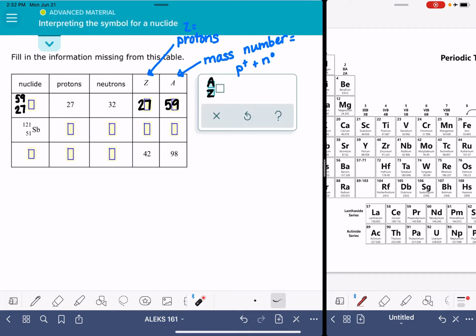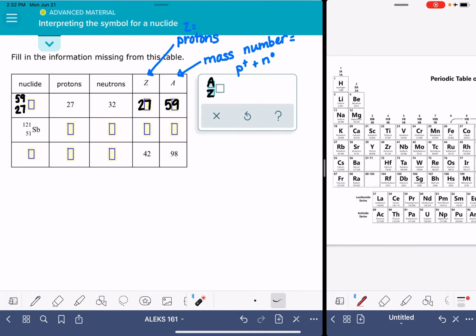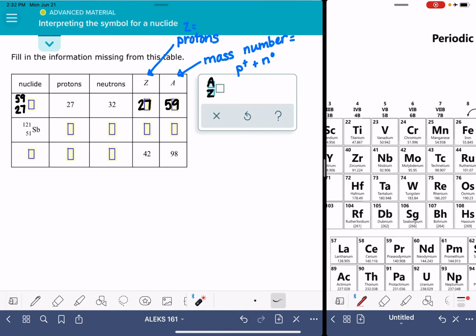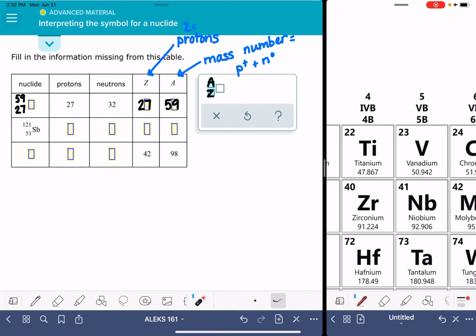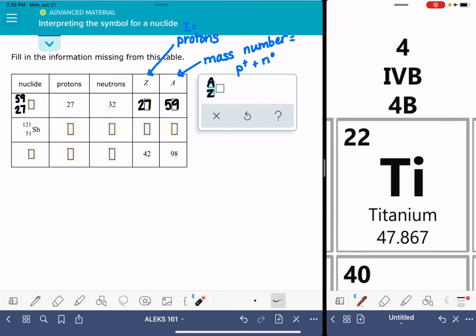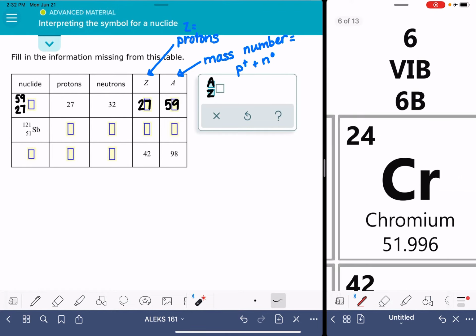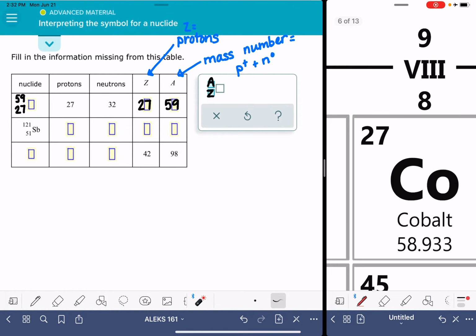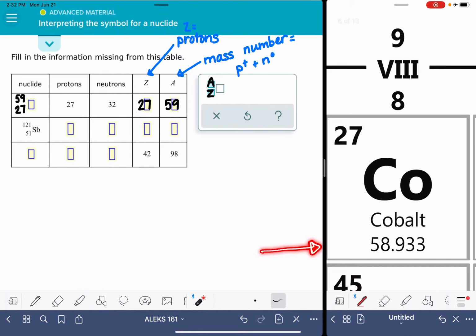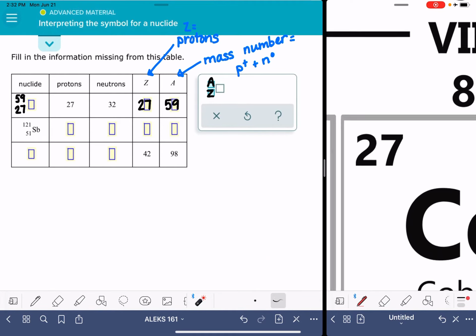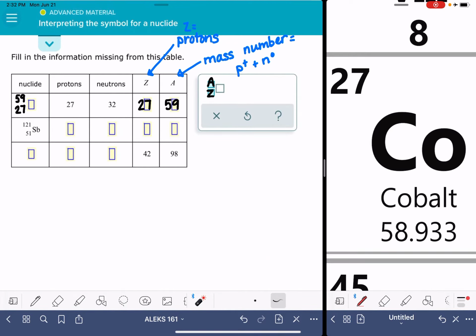Now, the last thing that we have to fill in is the 2-letter symbol of the element. And the 2-letter symbol of the element is based off of the number of protons, or Z. To figure this out, what we're going to do is go to our periodic table and we're going to find element number 27. So if we're looking at these whole numbers, like right now as I'm zooming in on 22, 23, 24, 25, 26, 27. We're not paying attention to the decimal numbers, 58.933. We're just looking at these whole numbers. Number 27, that is cobalt, Co. Make sure you're capitalizing the first letter, lowercase the second letter.